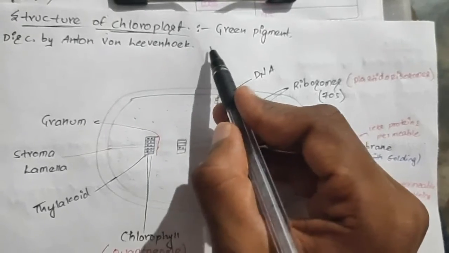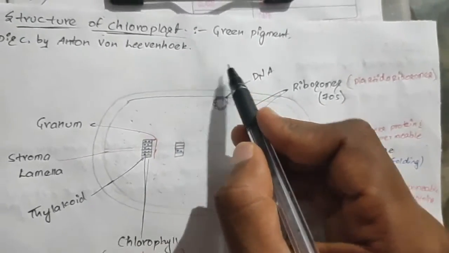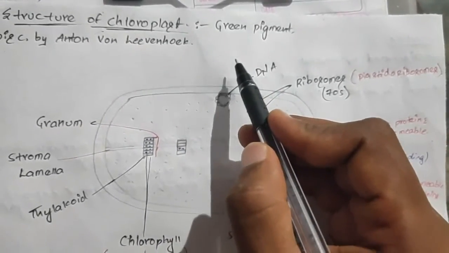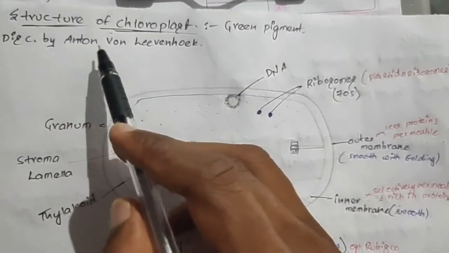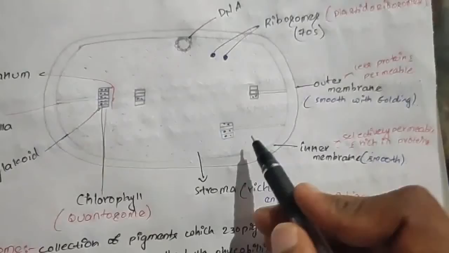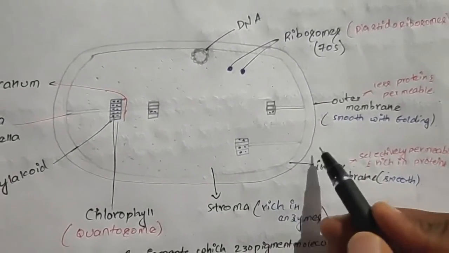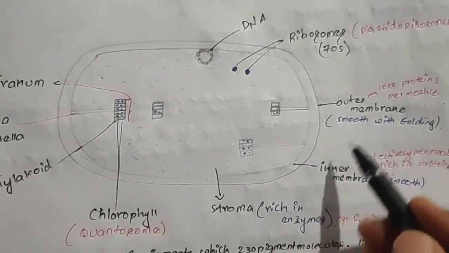This chloroplast is a green pigment present in all plant cells, protists, euglenas, algae, etc. And this chloroplast was discovered by Antonie van Leeuwenhoek. This chloroplast is a double membrane structure. It contains an outer membrane and an inner membrane.